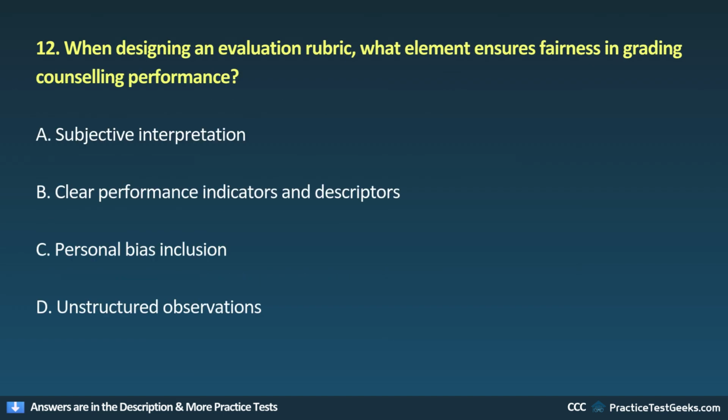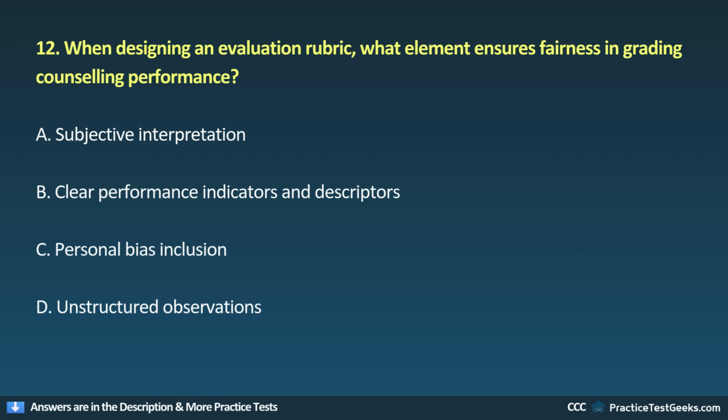12. When designing an evaluation rubric, what element ensures fairness in grading counseling performance? A. Subjective interpretation. B. Clear performance indicators and descriptors. C. Personal bias inclusion. D. Unstructured observations.